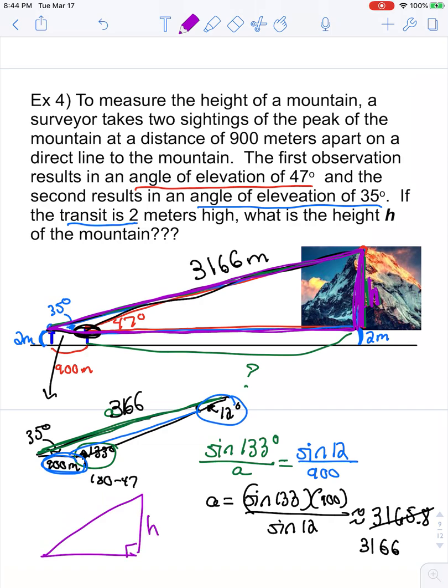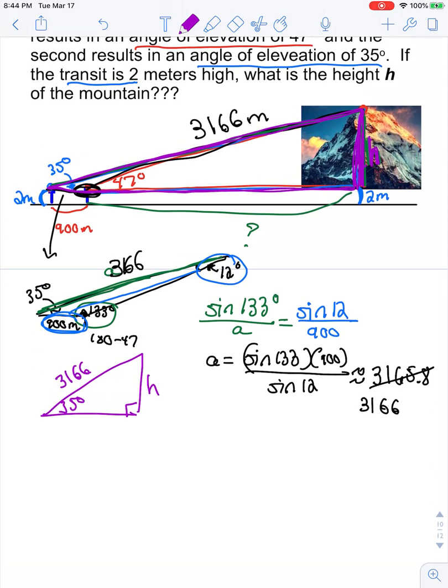It might even help to redraw it. I'm looking for this height. I know that this angle was 35 degrees, and I now found that this was 3,166. Because I now have a right triangle, now I can just use SOHCAHTOA.